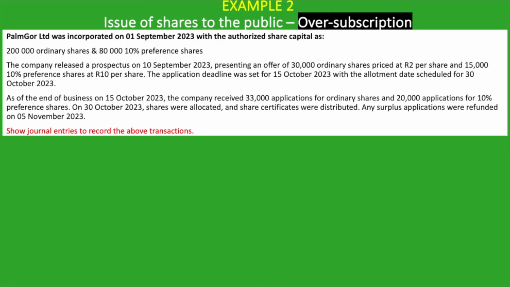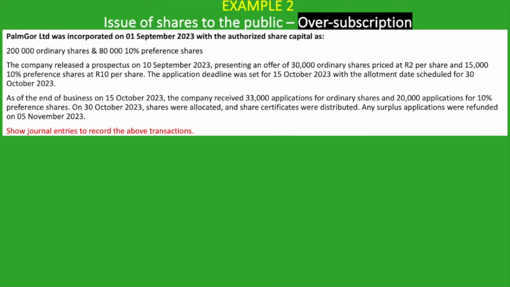Well, of course, you will pass the journal entry on the date when the applications close. So let's look at that. You will have noticed by reading that you have an oversubscription here, because for the ordinary shares you presented the offer for 30,000, but you got 33,000 applications, so you got more money than the availability of shares that you were offering. And for the preference shares, you were issuing 15,000, but you got 20,000 applications. So of course there is an oversubscription for both classes of shares. So where do we begin?